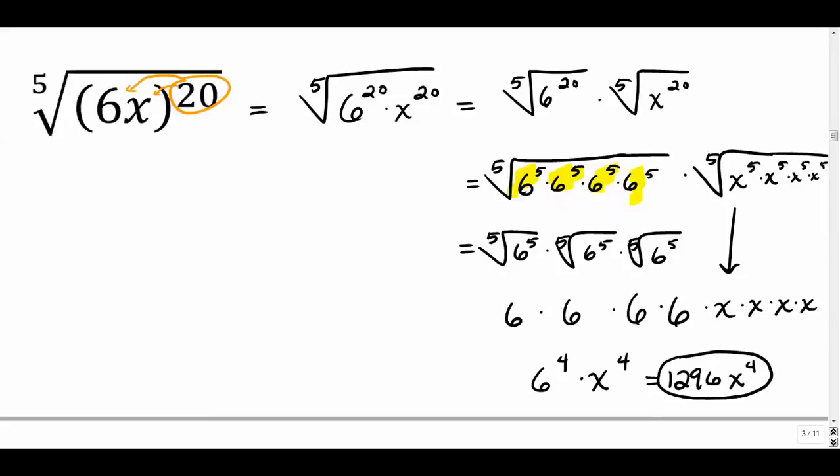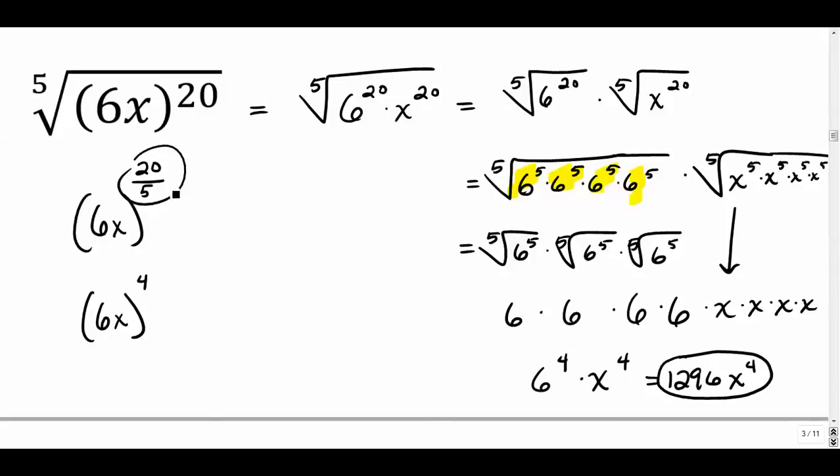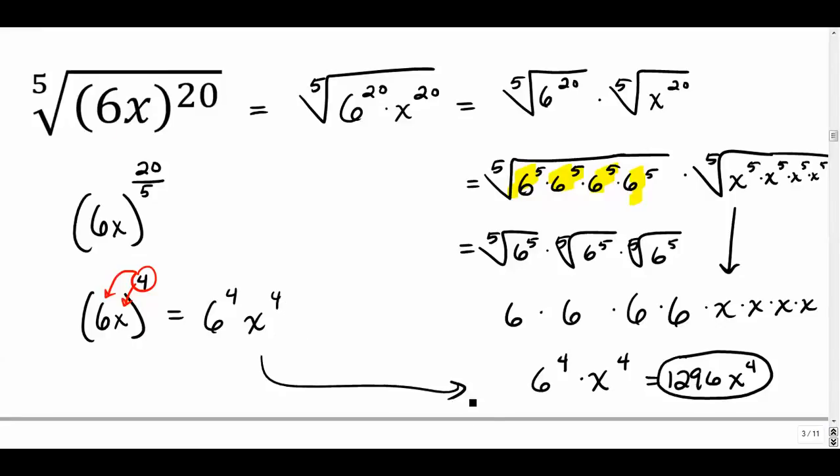Now, if you didn't like that method, try this method. Watch this. You might like this better. So let's convert this radical expression into a rational exponent. Remember, the index is the bottom number, and the numerator is this exponent right here. So it's actually now just the quantity 6x raised to the fourth power. 20 over 5 is 4. And the rule here is you take that exponent and you move it into both terms. So we have 6 to the fourth, x to the fourth. And what do you know? It's exactly the same.